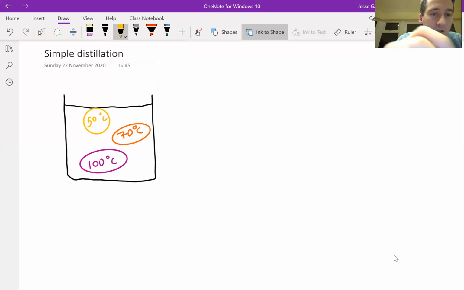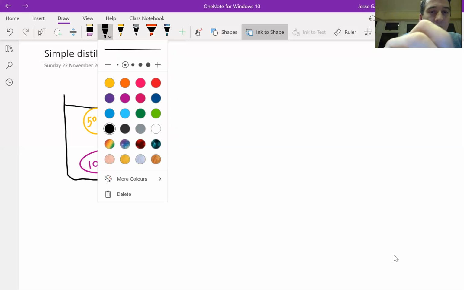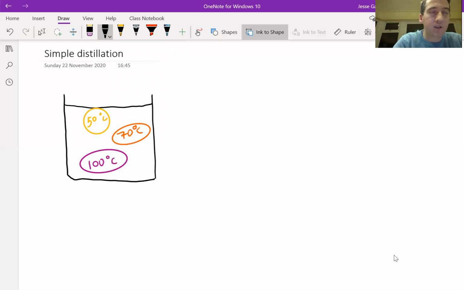Now, of course, this substance contains 3 different liquids. It is not a pure substance. These 3 substances are obviously different because they have different boiling points. So they're definitely not the same stuff. We call this group of 3 substances a mixture.